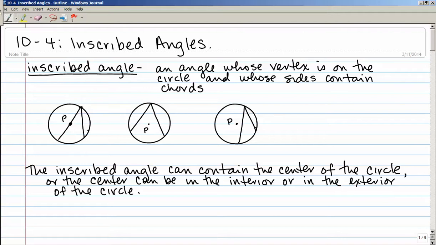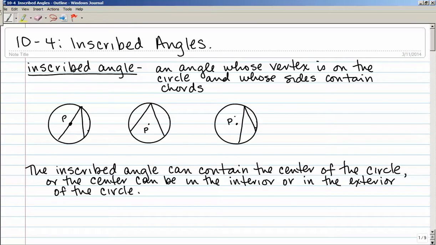So an inscribed angle can contain the center of the circle as it does in the first example here, or the center can be in the interior of the angle as it is in the second diagram here, or the center can be in the exterior of the angle.